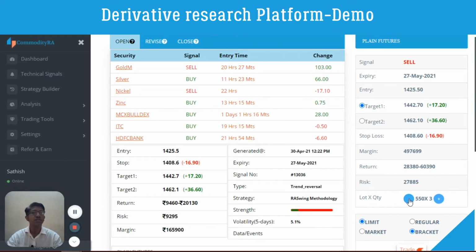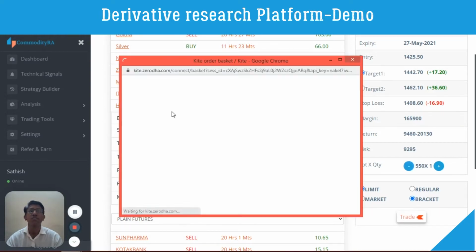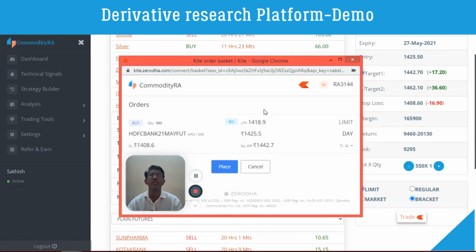If you are comfortable with the trade, whether one lot or two lots, just place the order and send orders to your Zerodha client. You can send orders as a regular order, where only the entry price will go, or as a bracket order, where the entry price, target and stop will be placed. Just click it here. While sending orders to brokers, you only need to log in initially, and re-login is required only when the session expires. I have already logged in, so it is not necessary to log in again.